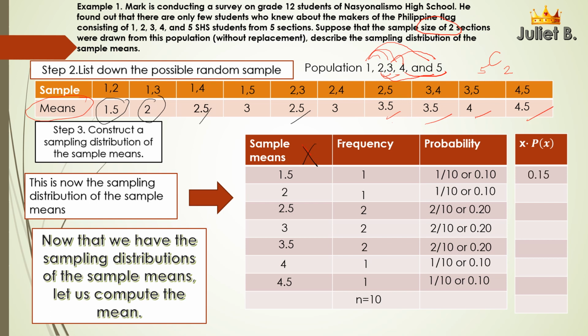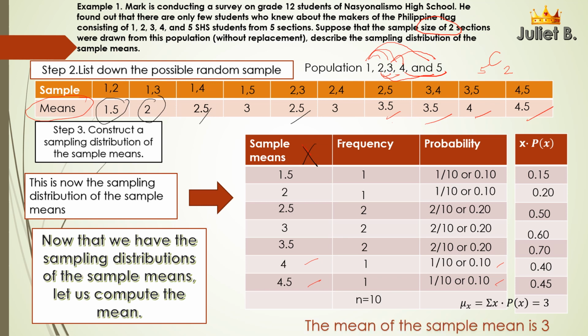So, 1.5 times 0.10 is 0.15. 2 times 0.10 is 0.20. 2.5 times 0.20 ay 0.50. 3 times 0.20 is 0.60. 3.5 times 0.20 is 0.70. 4 times 0.10 is 0.40. And 4.5 times 0.10 is 0.45. Adding this will give us the mean. So, the mean of the sample mean is equal to 3. Kung napapansin nyo, the mean of the sample mean is 3.